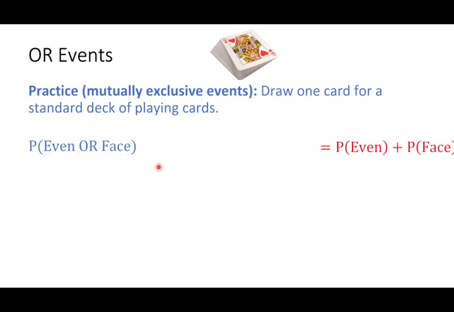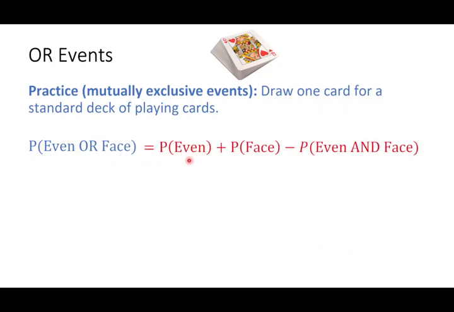Probability of an even or a face card is the probability of an even card plus the probability of a face card plus the probability that it's an even and a face card. So even numbers, there's 2, 4, 6, 8, 10. That's 5 times 4 is 20. And face cards, there's jack, queen, king times 4 is 12.